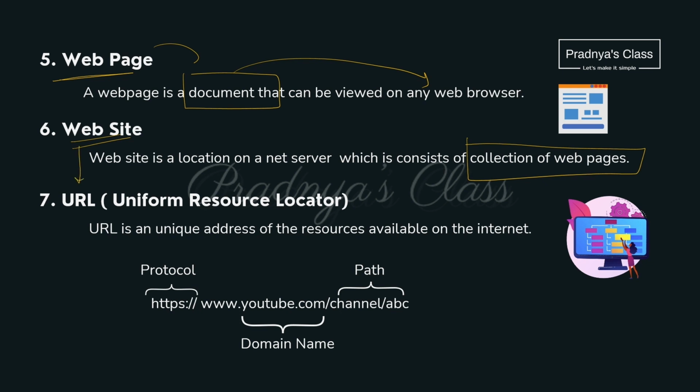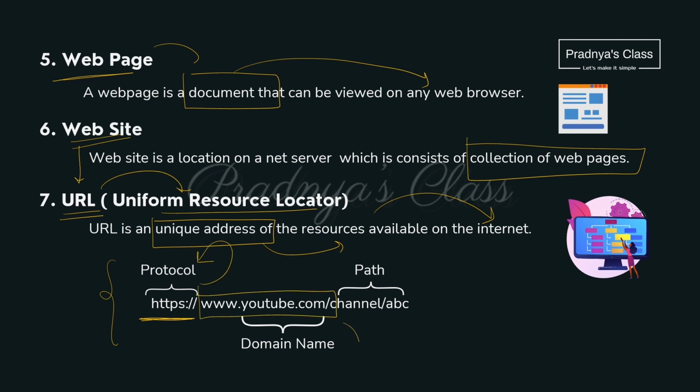Moving ahead to the next important topic, URL. Full form is Uniform Resource Locator. It is a unique address of the resource available on internet. Look at the format. First we are writing the secured form of HTTP, that is HTTPS. It is a protocol, followed by the domain name. And here is the path of the particular resource or particular web page on the internet. We know that now URL consists of three parts: protocol, domain name and path.